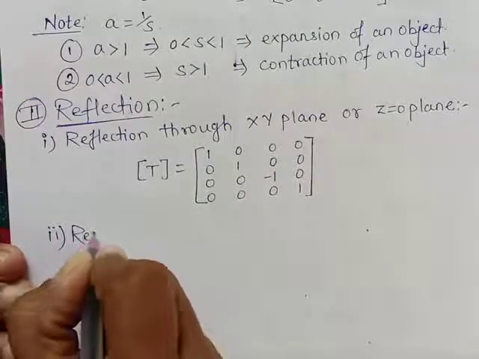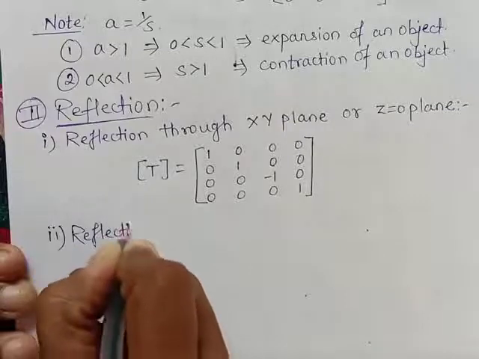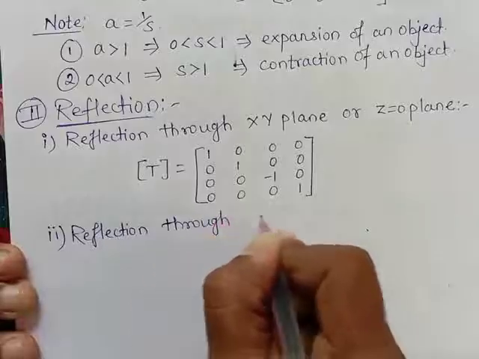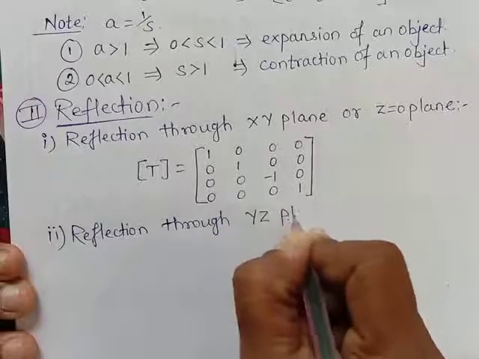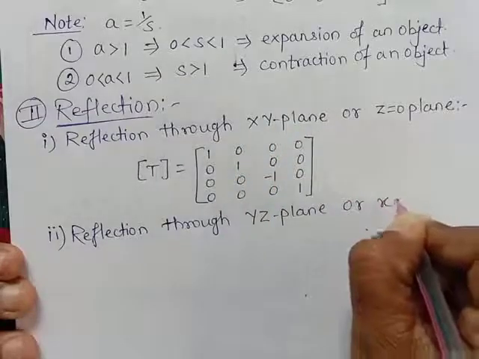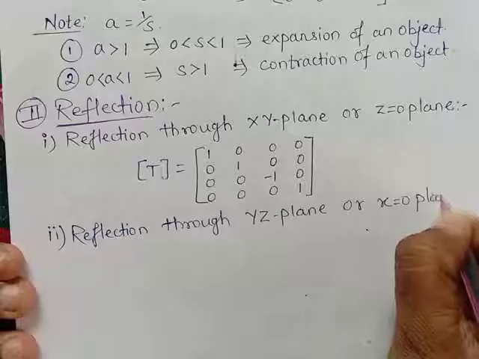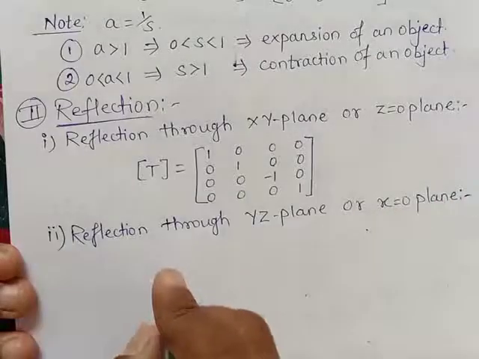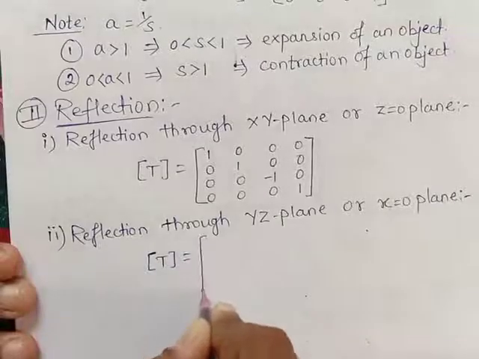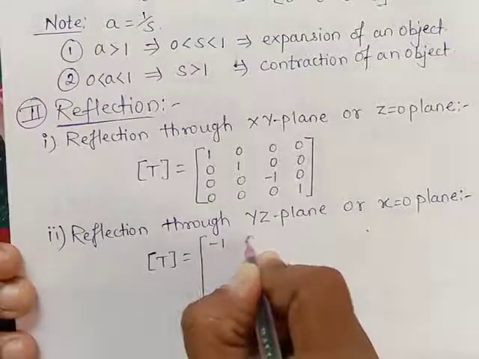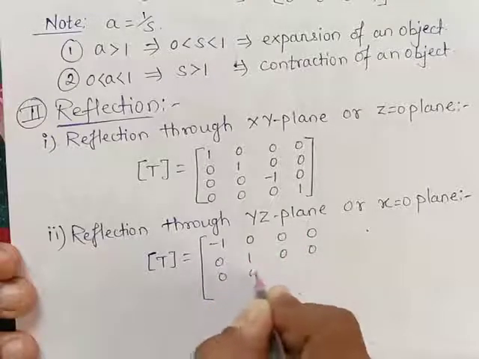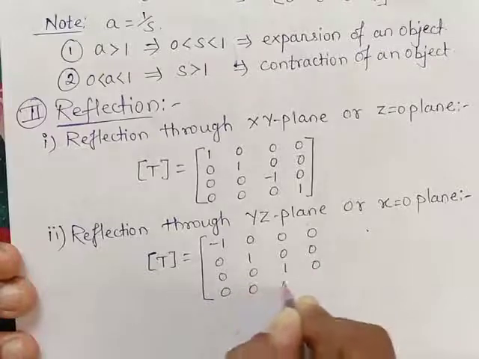Then reflection through the yz plane. I hope you can write these now. YZ plane, or what? X equal to 0 plane. Okay. So what is the transformation matrix here? T is minus 1 0 0 0, 0 1 0 0. This one.